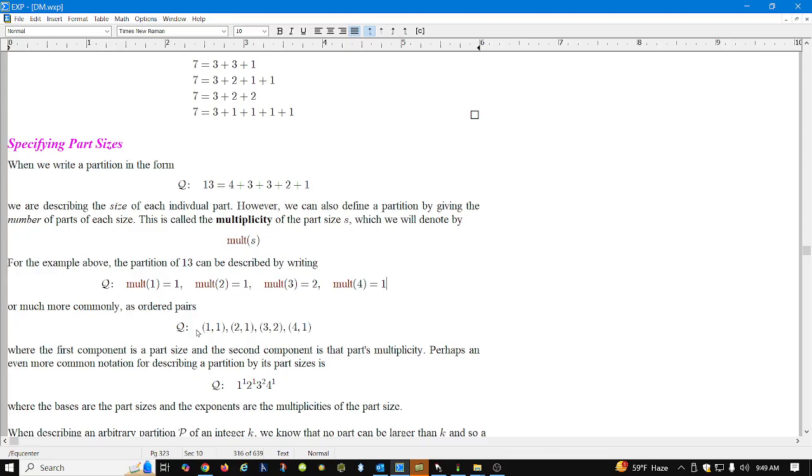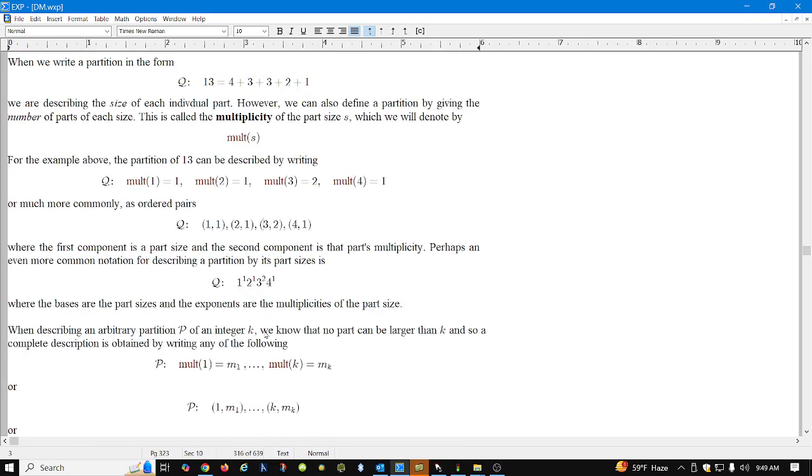Generally speaking, you will see a different notation, one of which is the use of ordered pairs. So again, let's look at this pair. This tells us that there are two parts equal to 3. The first component is the part size, and the second component is the part's multiplicity.